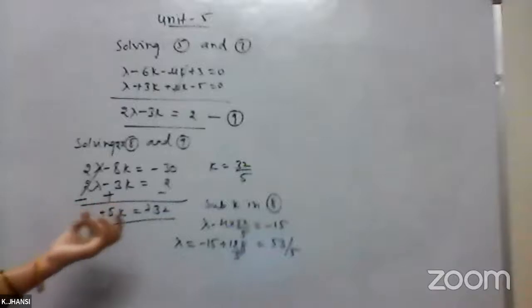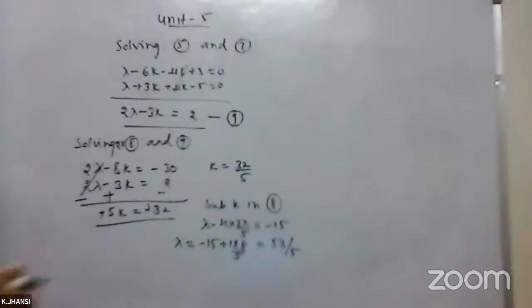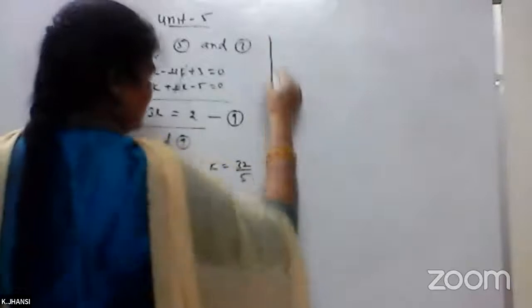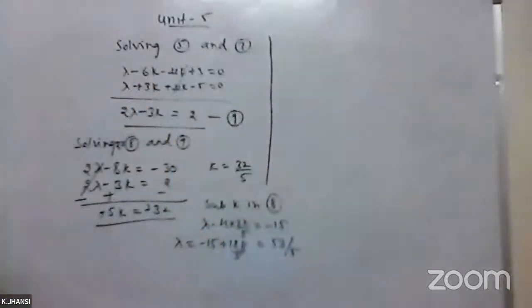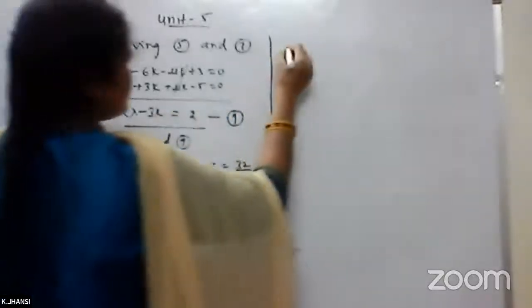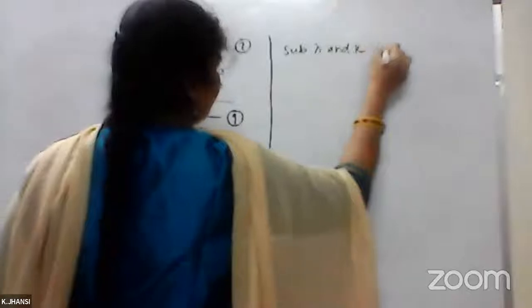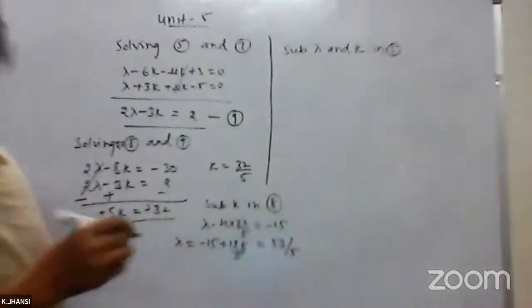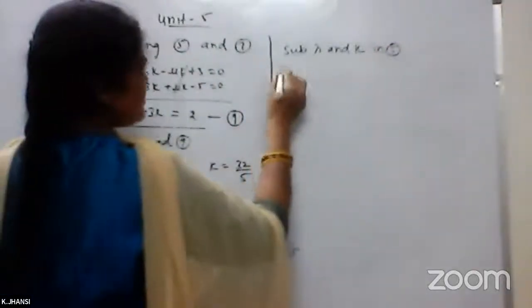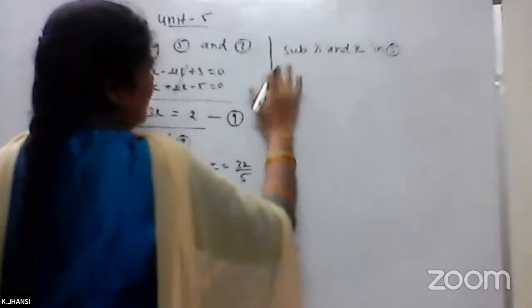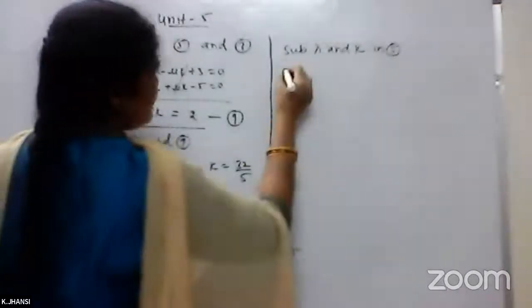Now we need the mu value. For the mu value, we can substitute in any of the equations, there are three equations, no? So what were the equations? We will substitute in the fifth equation. So substitute the lambda and k values in 5. So the 5th equation is lambda minus, means lambda is 53 by 5.